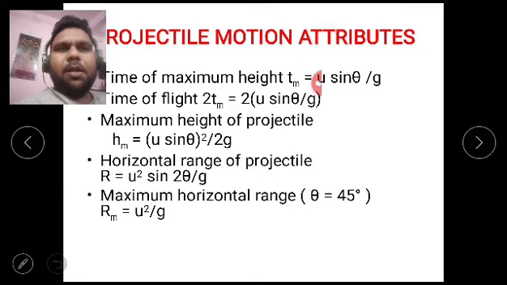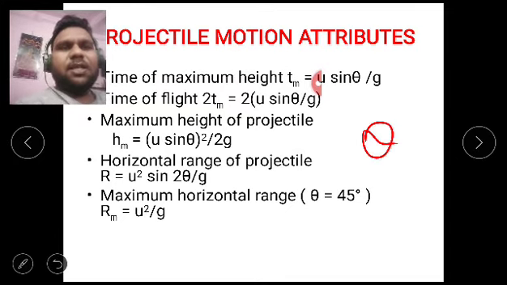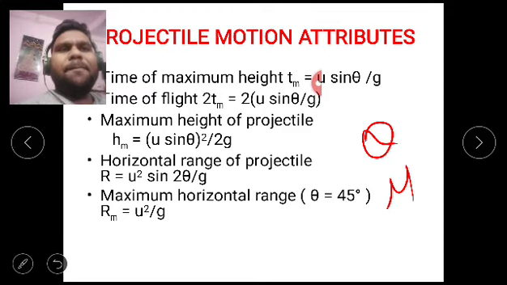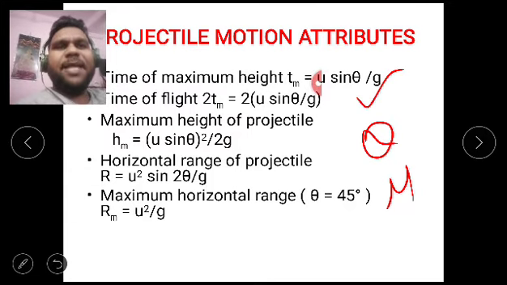So we will get the different formulas. Okay, so we are assuming that the angle of projection is theta and the velocity of projection is u. Time of maximum height, that is time of ascent, the total time taken by the projectile to reach the maximum height, is given by u sin theta by g. Time of maximum height Tm is u sin theta by g.